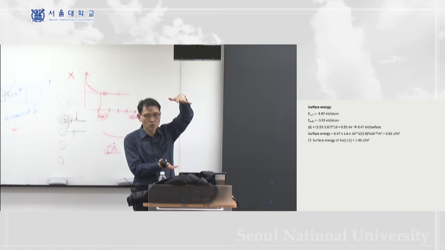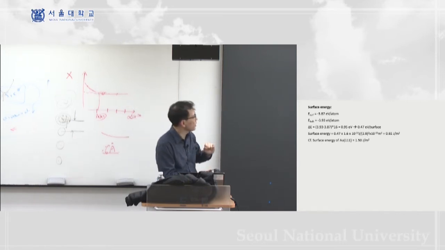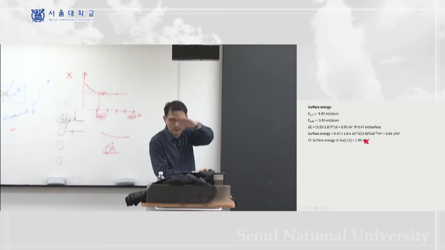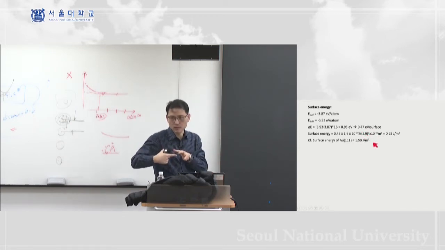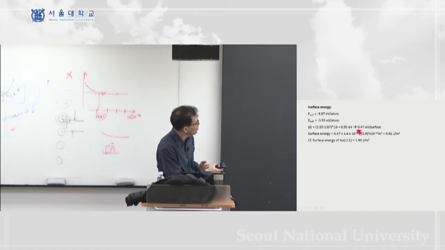And in a slab structure, we have two surfaces, right? So you have to divide this 0.95 by 2, and it will give you 0.47 electron volt per surface, top surface or bottom surface. Okay, so then since the surface energy is usually defined as the energy per area, we have to divide this energy by the area of your surface. In this case, using the lattice parameter, you can calculate it. In terms of the MKS unit, it is 0.92 joule per meter square.